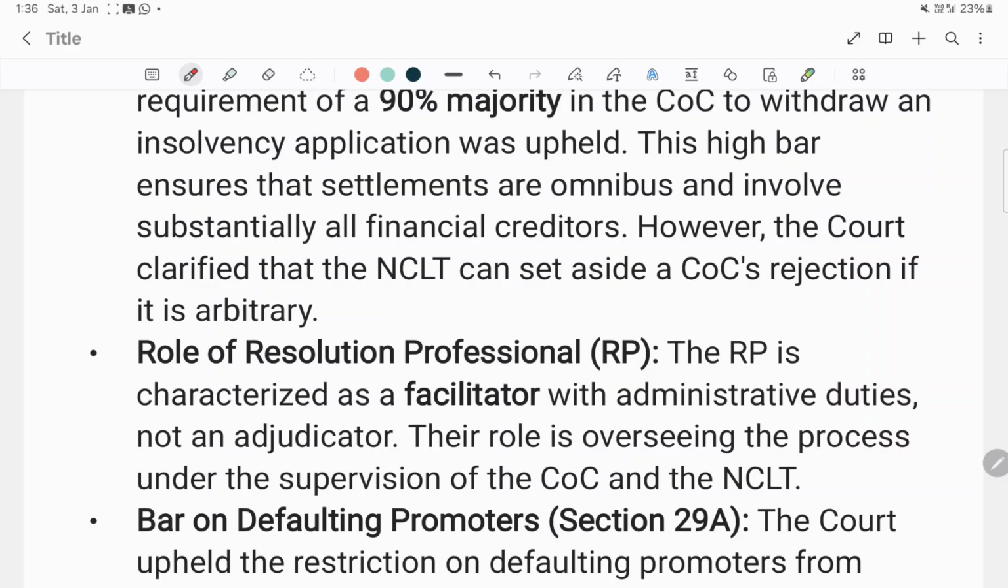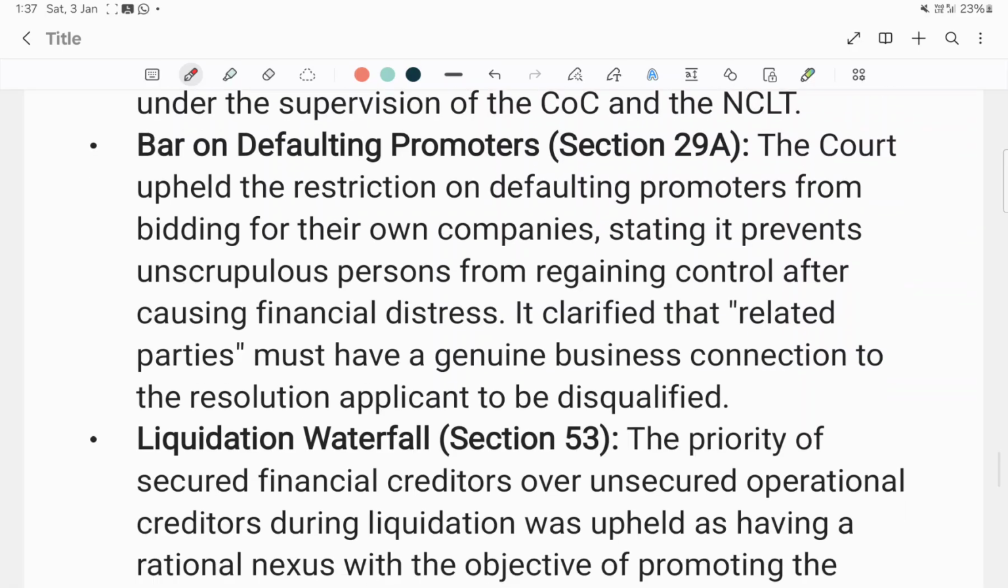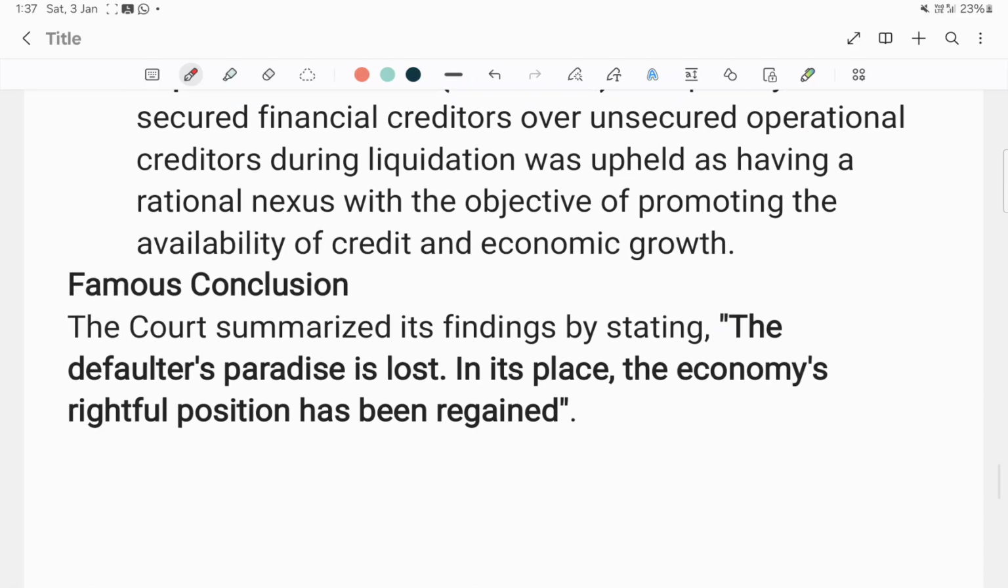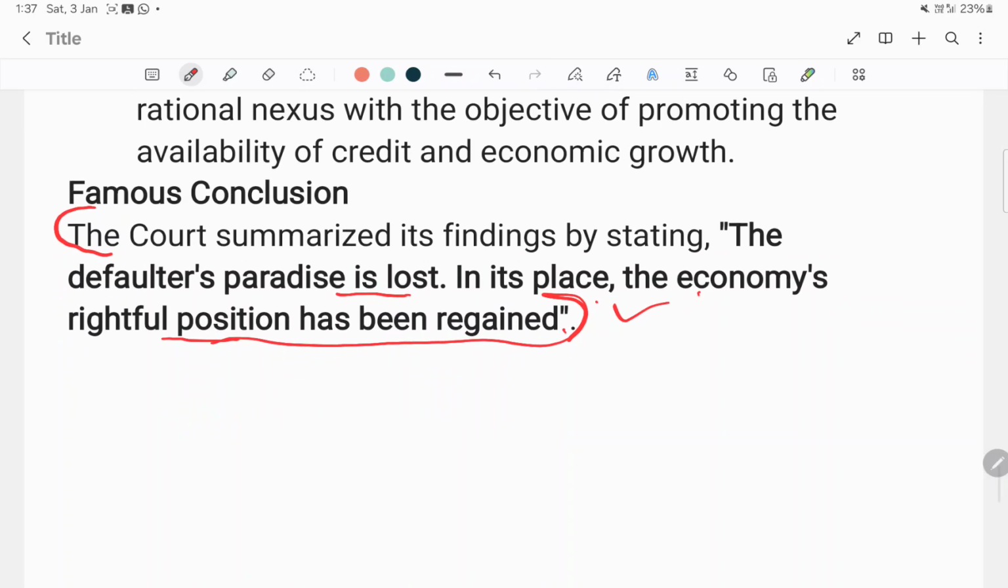In this case, the court clarified that NCLT can set aside a CoC rejection if it is arbitrary. So there is some check and balance upon the power of the CoC by the NCLT. The conclusion of this case is that the defaulter's paradise is lost. In its place, the economy's rightful position has been regained. That is the ratio of this case.